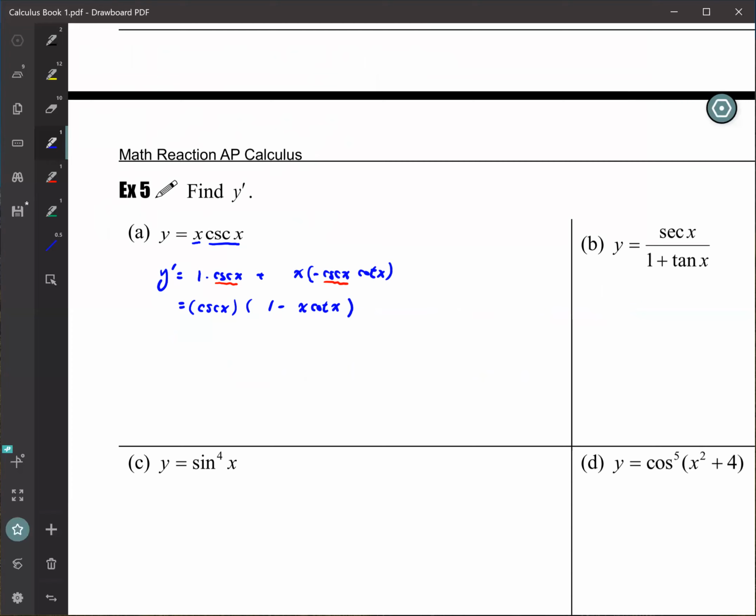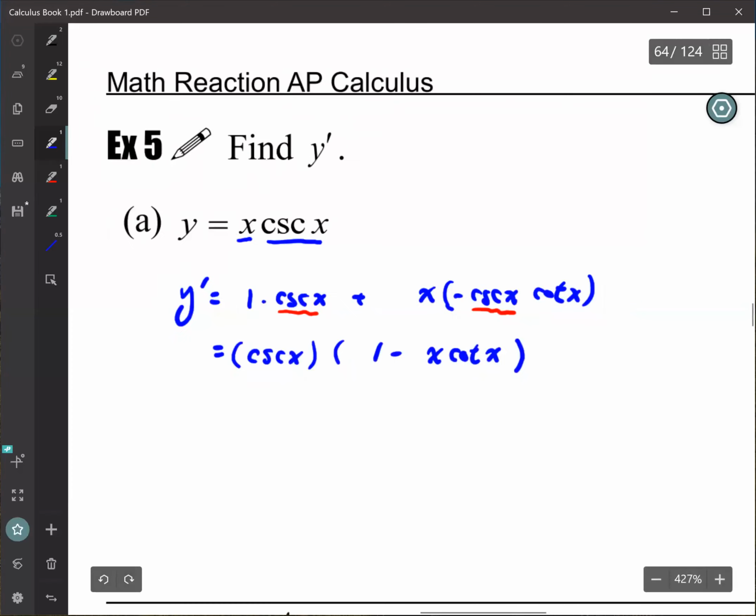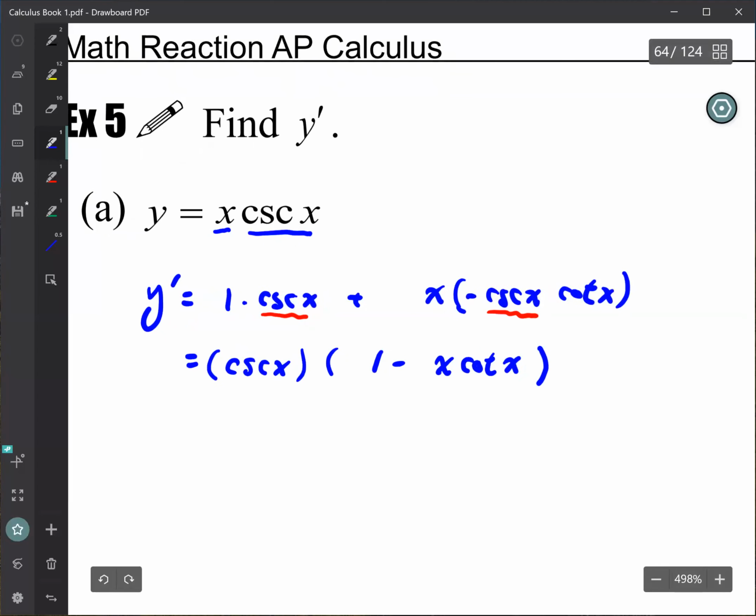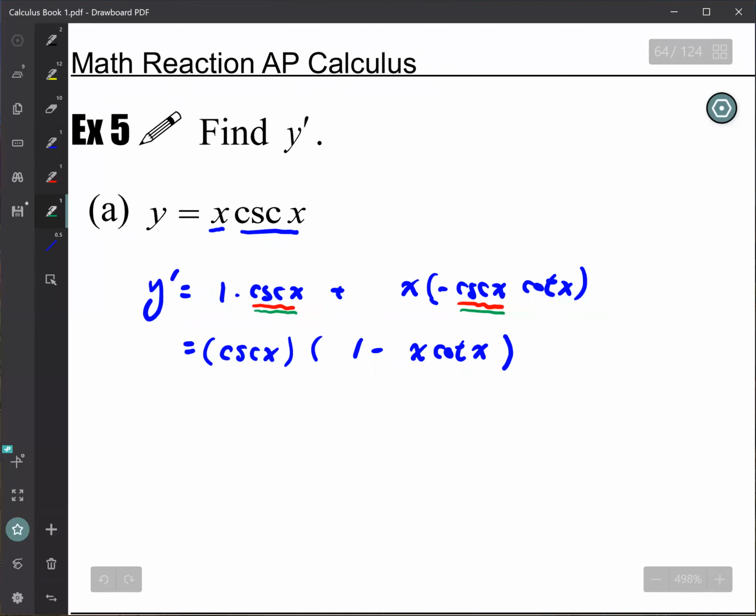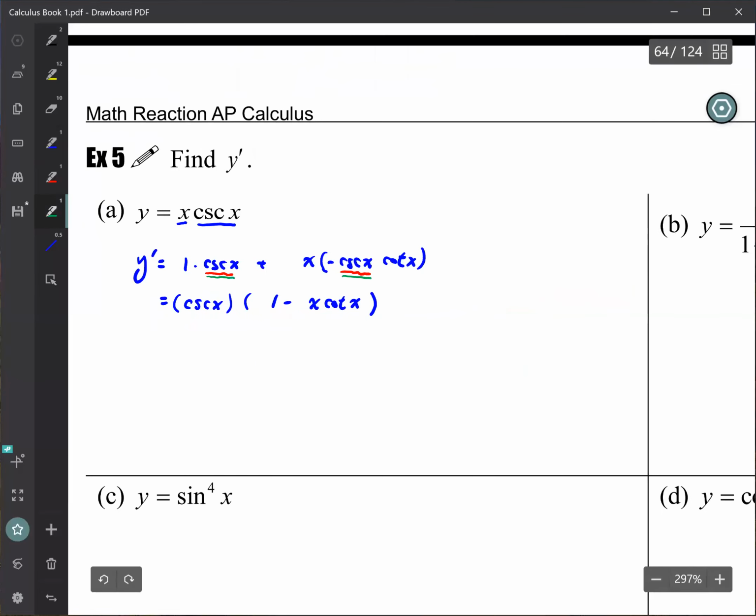Wait, how did the 1 minus x cotangent x come from? It came from, you got the first line, did you, Leon? Yeah. Okay, what we did is we take out GCF, common factor. Do you see they both have GCF, like cosecant x? Oh, okay. Right? So if you take it out, the leftover is what's in the brackets. Okay, I see. Yep. Okay, let's look at B.